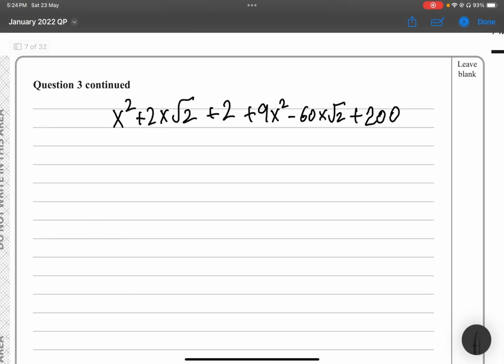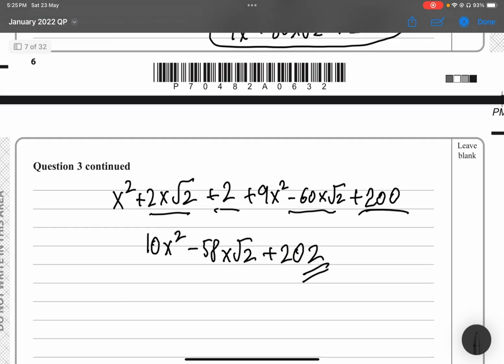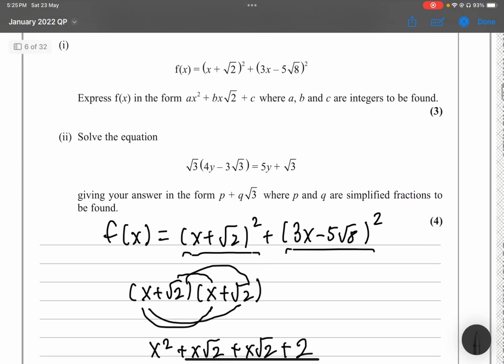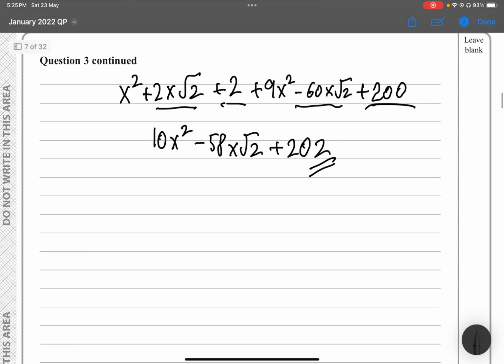Okay, so let's simplify this. x squared plus 9x squared is 10x squared. And then 2x root 2 minus 60x root 2 is minus 58x root 2. And then 2 plus 200 is 202. So this is our expanded and simplified form in the form of ax squared plus bx root 2 plus c. So this is our final answer.